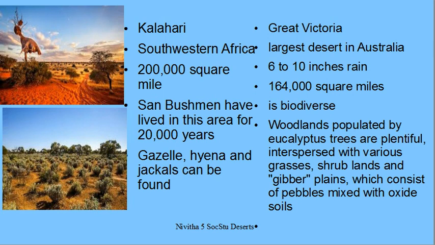These are the type of plants or trees that you find in Kalahari Desert or the Victorian Desert. Because you have the shrubs like this, you get a bushfire. And in Kalahari Desert, this is how the plantation looks like.